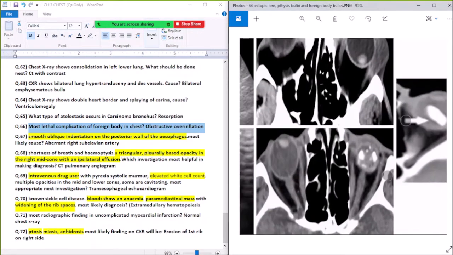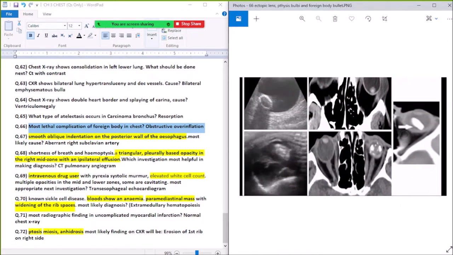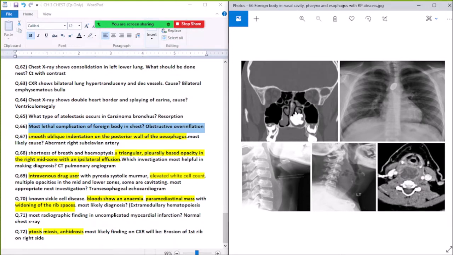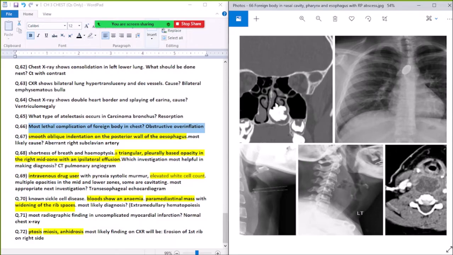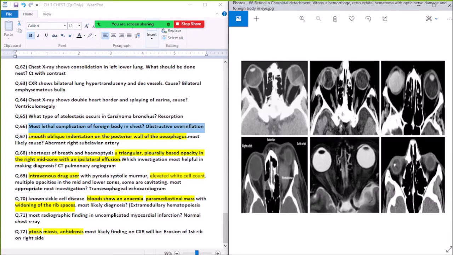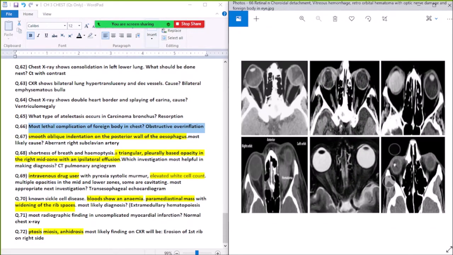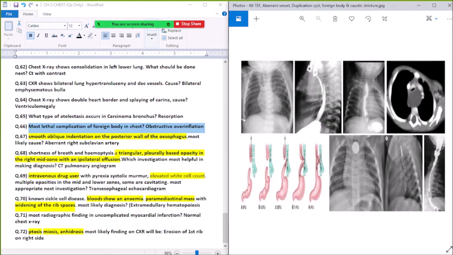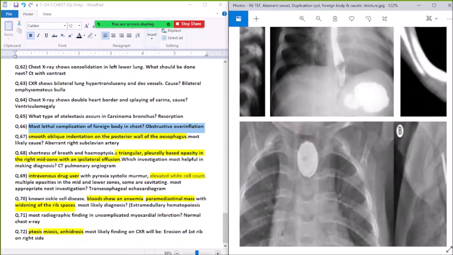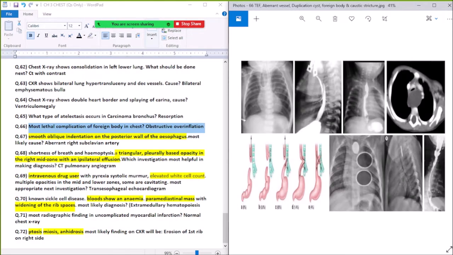The other foreign bodies: foreign body bullet in the eye globe, foreign body in the nasal cavity, foreign body in the pharynx, foreign body in the esophagus, and then this is again retropharyngeal abscess. Again, foreign body in the eye globe, again foreign body in the mediastinum.